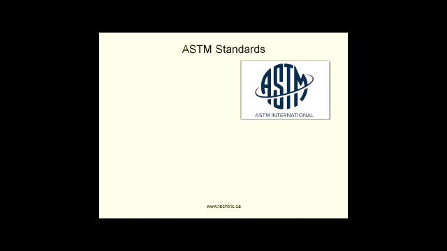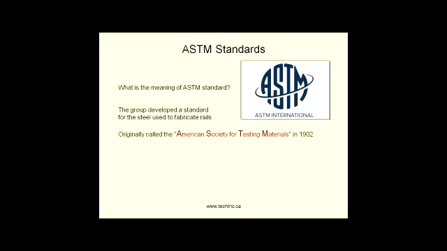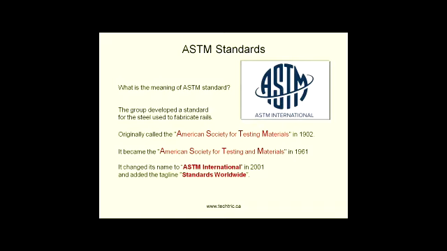ASTM standards, some definitions, because we're going to talk about that in the next slides. What is the meaning of ASTM standards? The group developed as a standard for the steel used to fabricate rails, originally called American Society for Testing Materials. It became American Society for Testing and Materials, and then it changed to ASTM International in 2001, and added the tagline Standards Worldwide. So that's the ASTM standards that we're talking about. It's an institution that kind of controls procedures.